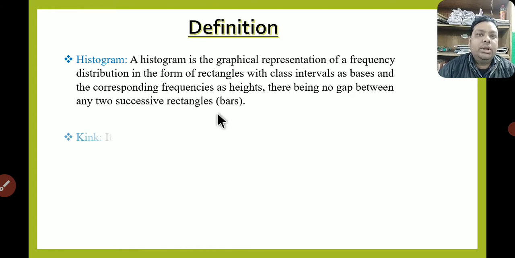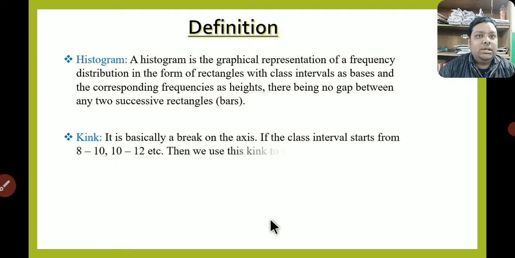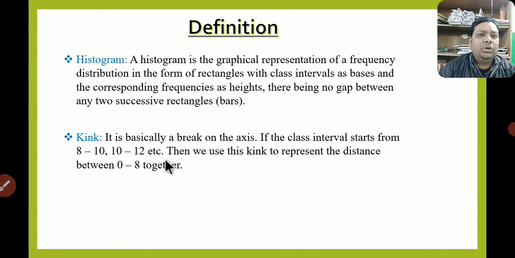Now, we have already discussed the kink, which is basically a break on the axis. It means that if the class interval starts directly from 8 to 10, then 10 to 12, and so on, then we will use this kink to represent the distance between 0 and 8.